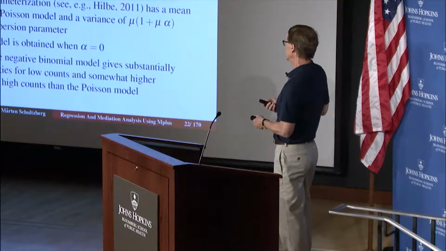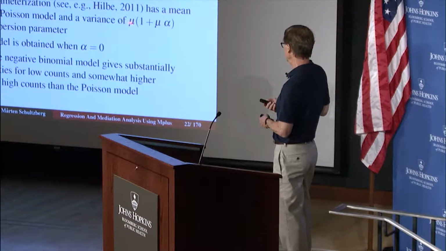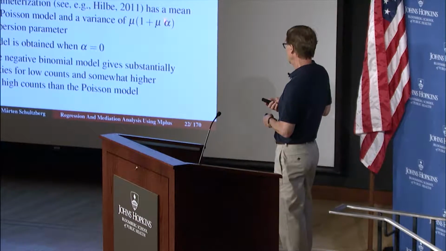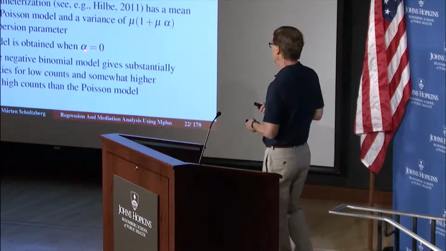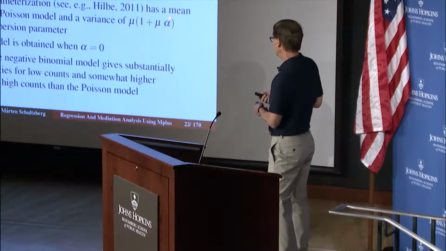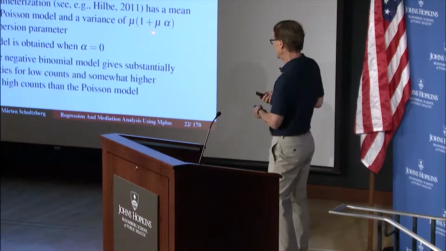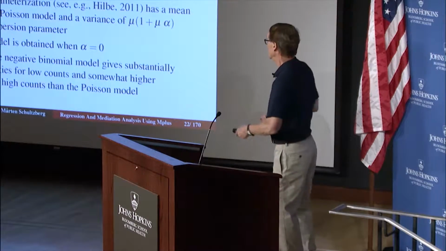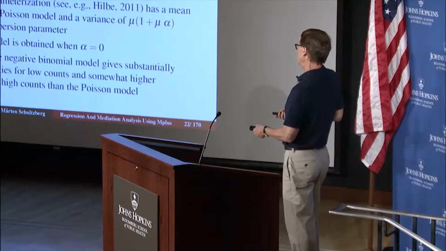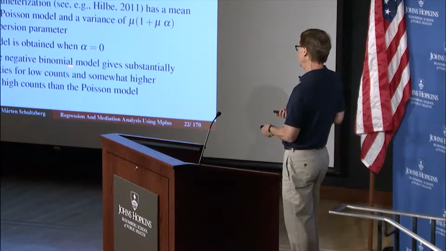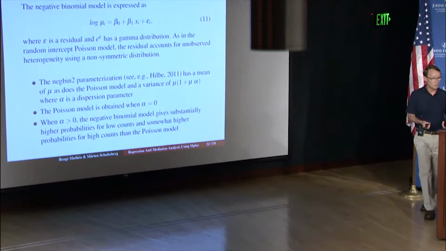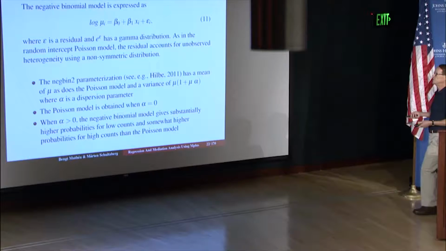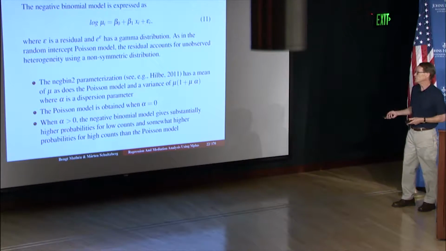So it has a mean of mu, as does the Poisson model, and the variance is mu times this expression. So you have one more parameter here now. You have two parameters, and that is the so-called dispersion parameter. The regular Poisson model is obtained when that dispersion parameter is 0, because then that term is 0. Variance becomes mu, the same as the mean, which was the limitation of the Poisson model. But having that alpha, particularly when it's greater than 0, the negative binomial gives much higher probability for low counts, just like zero inflated Poisson does, but without introducing a zero class. So it's not a mixture.